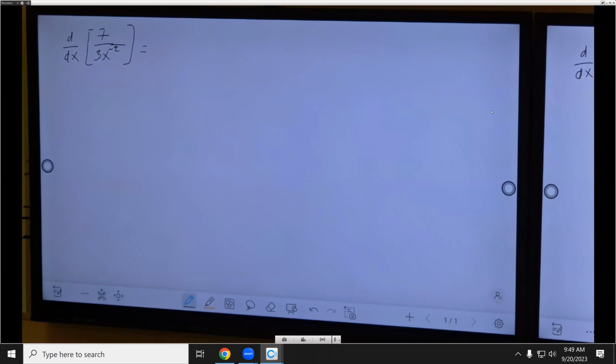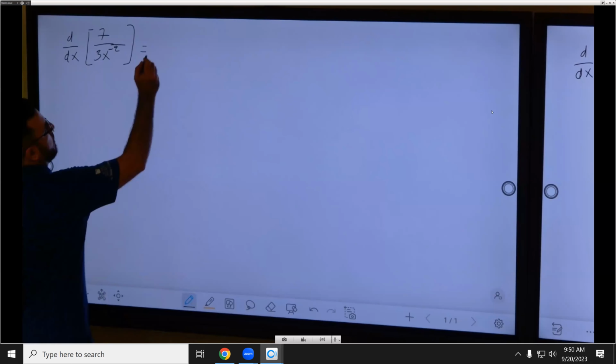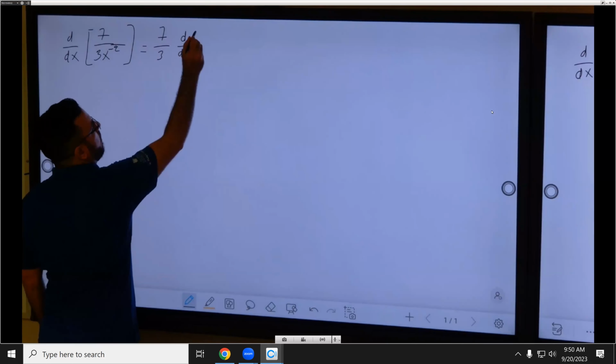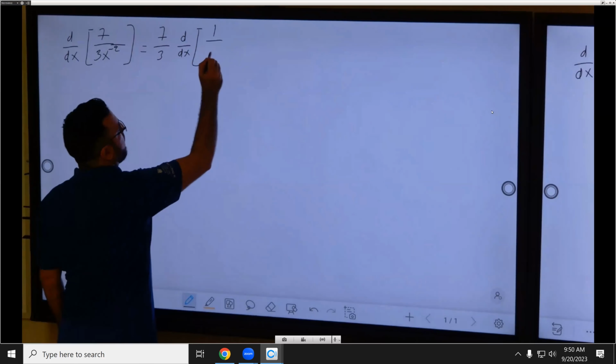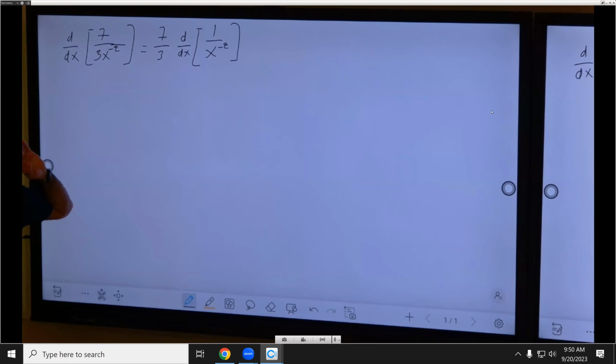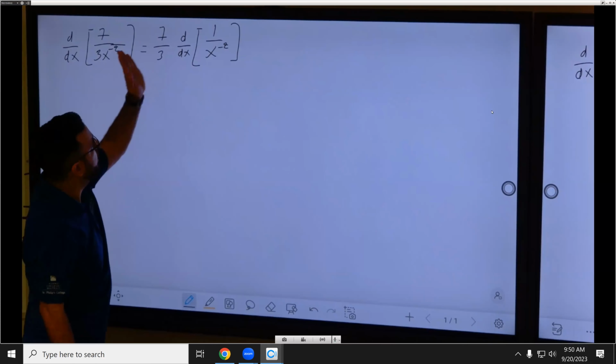Seven over 3 x to the -2. We're gonna find the derivative. Cool. Yes, the same thing. Then I take 7 over 3 out as a fraction. So do the same thing. Okay, I'm gonna say 7 over 3, and the derivative of 1 over x. I'm telling you, you don't have to do these steps. I'm gonna go ahead, 7 over 3, the derivative for this part, okay?